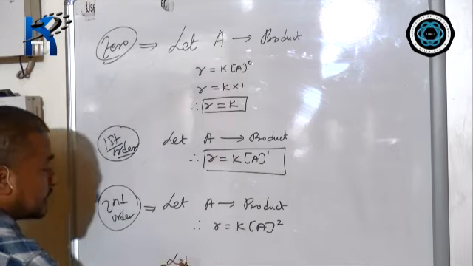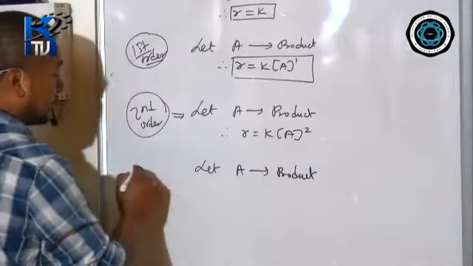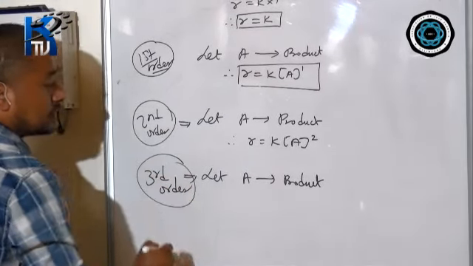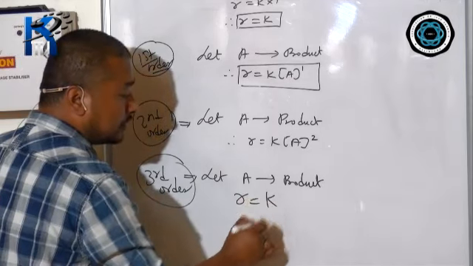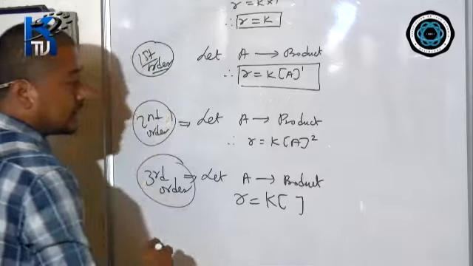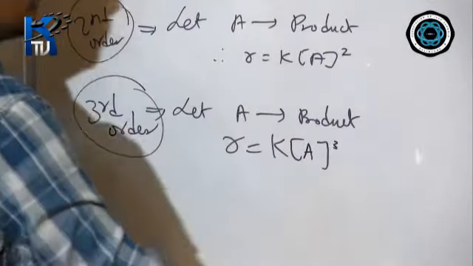Now again, if I consider the same reaction as a third order reaction, then the expression of rate law will be R is equal to K, rate of reaction, rate constant, concentration of the reactant. Who is the reactant here again? A. And since it is a third order reaction, the power will be 3.